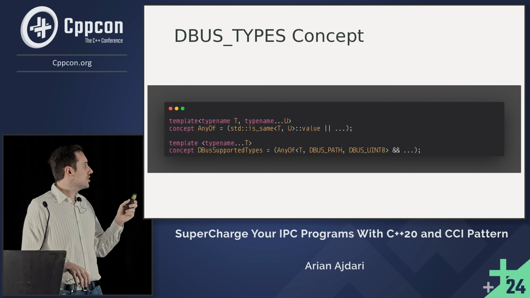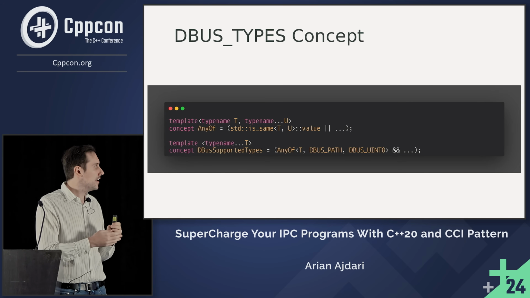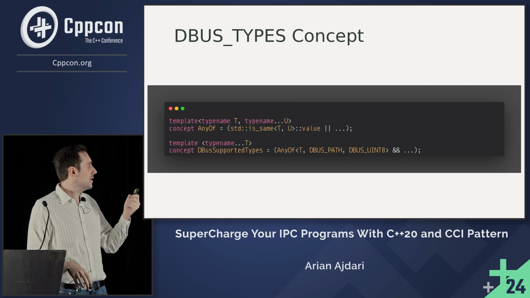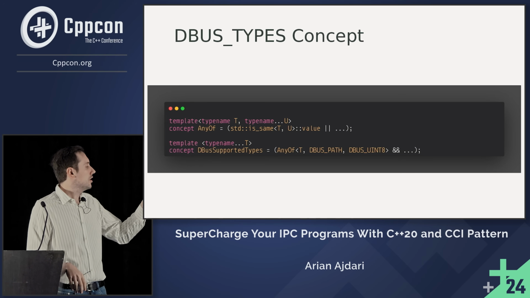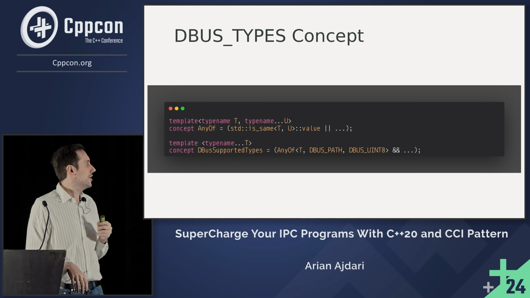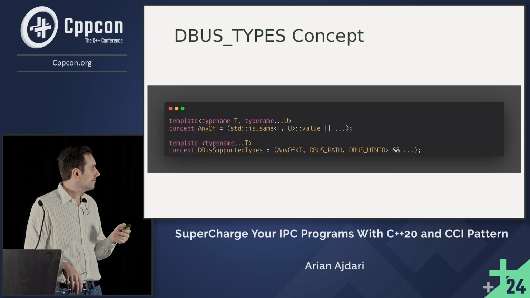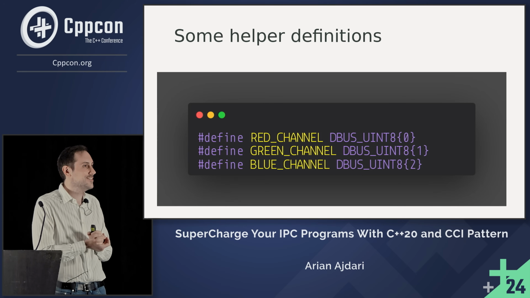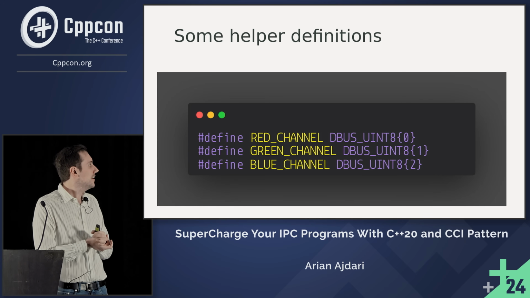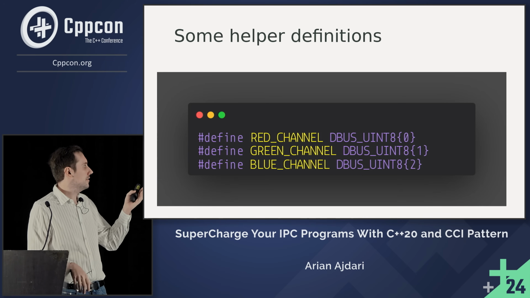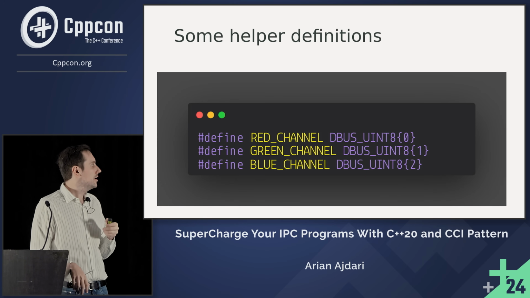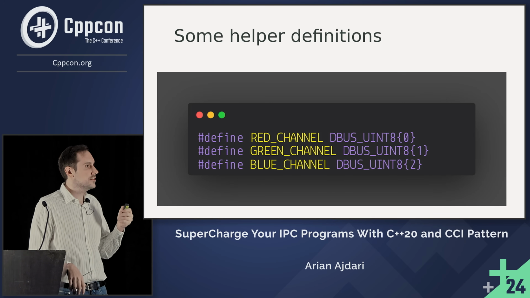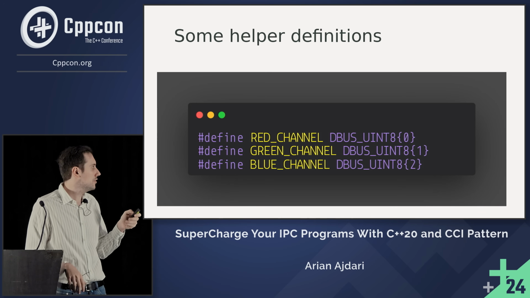And in the end, to make sure that all of the types that we provide are valid, we just create a concept called dbus supported types, which calls the previous concept any_of and ties them logically with the AND operator. And of course, we can never get rid of the macros. In order to provide a consistent interface, I just defined 3 macros for red channel, green channel, and blue channel. And they are just types of dbus signed int 8 with different initialization values.